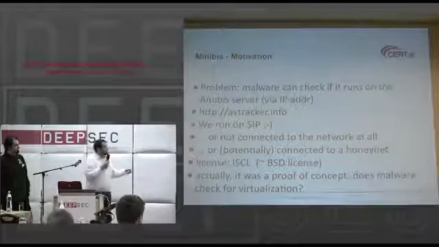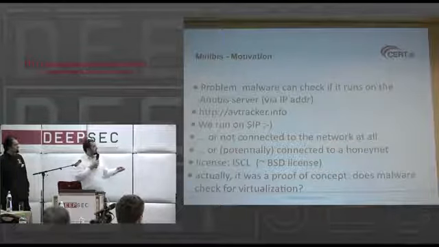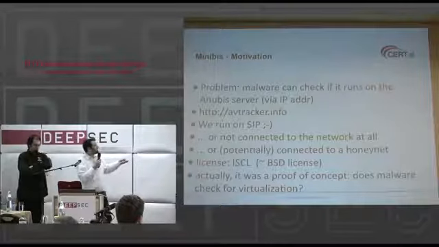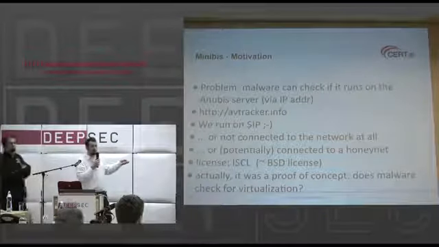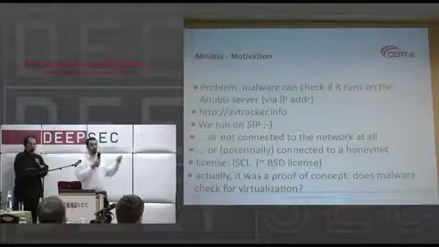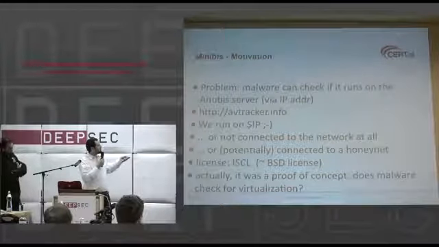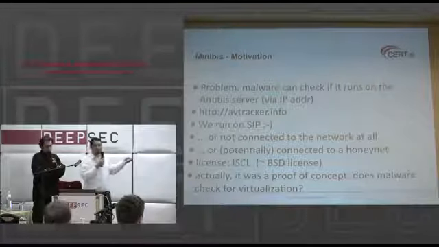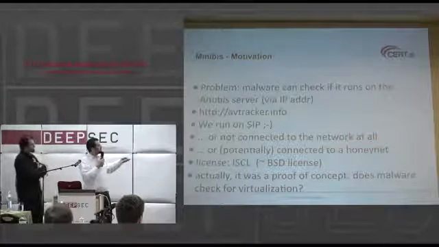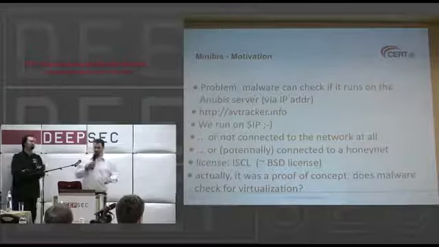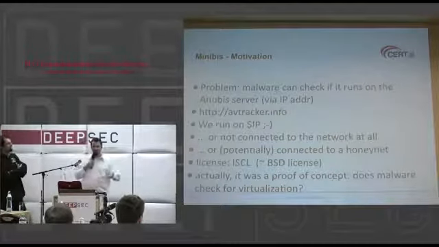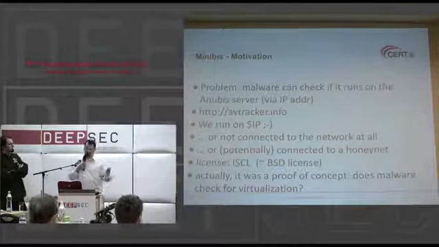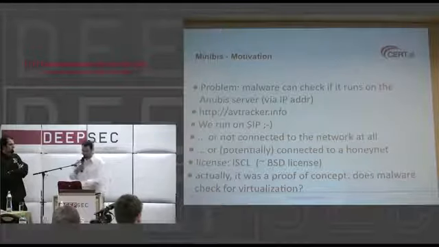The advantage of having an offline version is that the malware cannot check whether it runs on some specific IP address and then stop working. This was shown to be a very feasible attack by another guy from close to Vienna, who wrote the site avtracker.info, and people were a little bit upset about that. He was giving malware authors a tool to check if they were running under Anubis. With the offline version, of course, that's not possible.